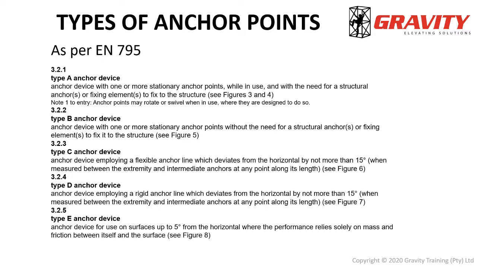Type C is a flexible anchor line. Type D is a rigid anchor line, and type E is the deadweight anchors that we talked about earlier with those guys on the TSP on the rooftop. So type A anchor devices.